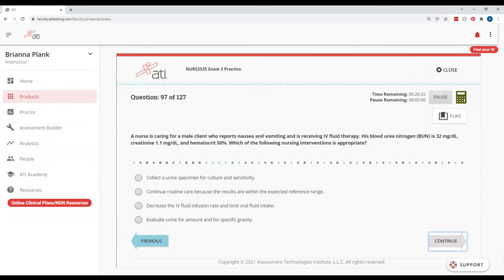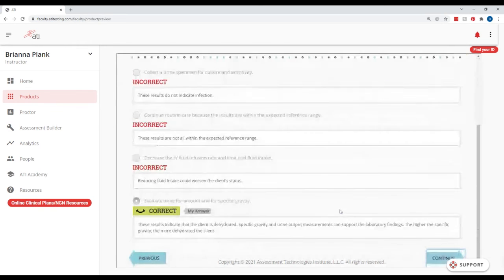Which of the following is appropriate? The BUN is 32. Okay, well, those are still high. Check specific gravity. What do you guys think?